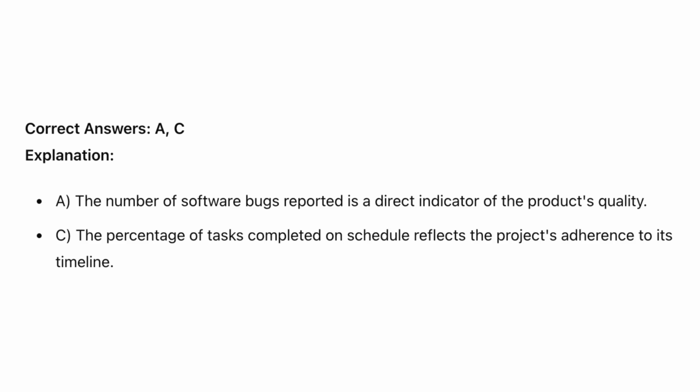Correct answers A, C. Explanation. The number of software bugs reported is a direct indicator of the product's quality. The percentage of tasks completed on schedule reflects the project's adherence to its timeline.